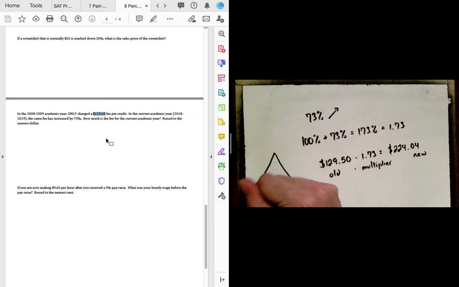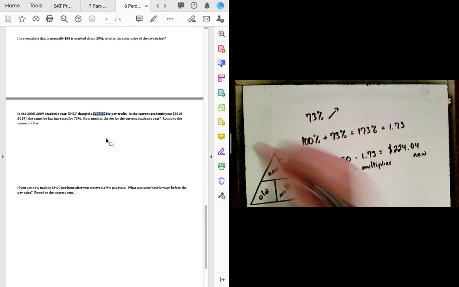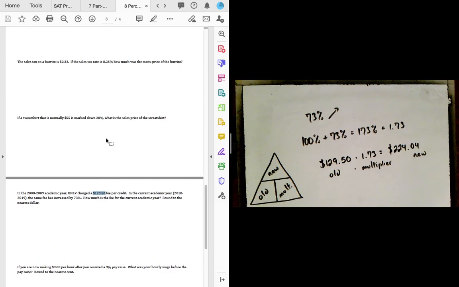We put our old value here. We put our multiplier here. I'm just using MULT. And our new value goes on the top. In the problems that we've just looked at with multiplier, we've always been given the original value and then some kind of percent change so that we can find the new value. But what if we wanted to go the other way?